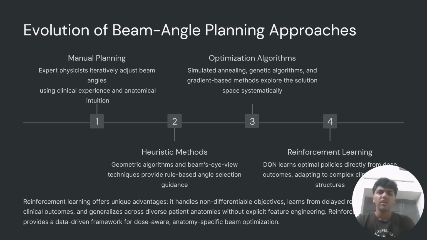In other words, RL gives us a data-driven decision strategy that learns the same intuition as an expert planner, but in a scalable and reproducible way. So this slide really tries to illustrate the natural progression from intuition to systematic search to heuristics and now to learning-based optimization, which combines accuracy, efficiency, and scalability.